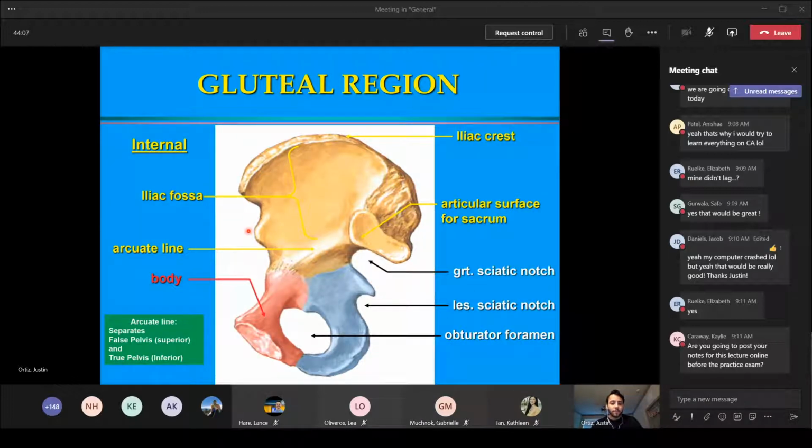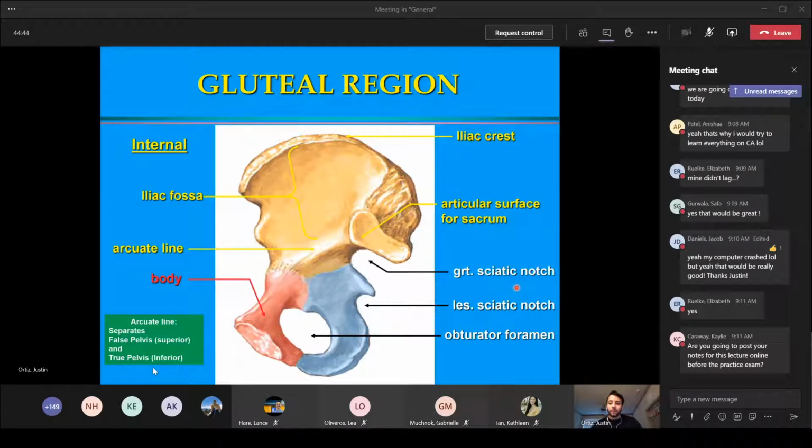He mentioned in lecture the arcuate line and how it separates the false pelvis and true pelvis. The false pelvis is the superior portion, and the true pelvis is the inferior portion. On the next slide I'll clear that up so it makes perfect sense. He also talked about the greater sciatic notch and the lesser sciatic notch. They're super important because lots of nerves, arteries, and muscles go through the greater or lesser sciatic notch. When he says greater sciatic notch and greater sciatic foramen, they're basically analogous, synonymous with each other.